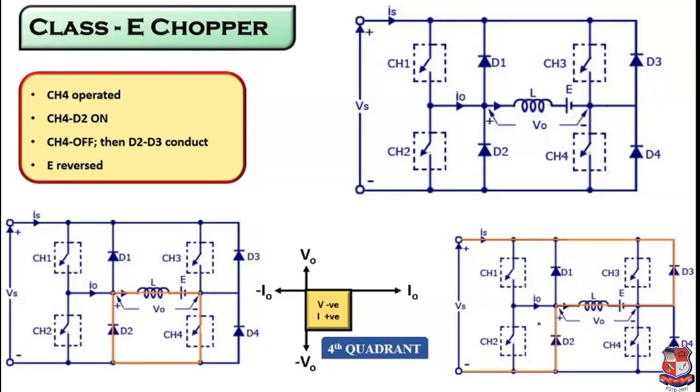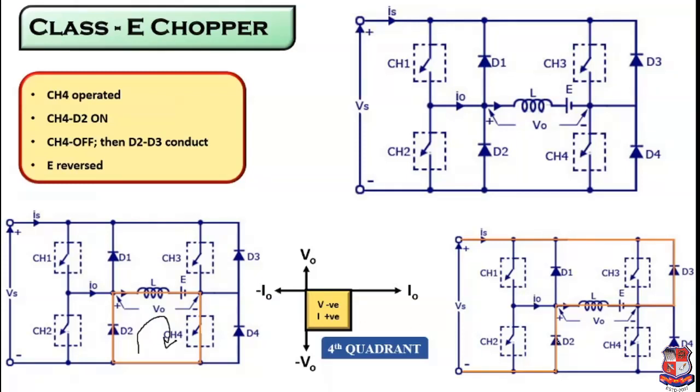And the final case, CH4 is operated and CH4 D2 is conducting. So over here you can see CH4 D2 is conducting. Okay, in this way, as a result, positive current but zero voltage. Positive current but zero voltage initially. Actually, it will be of a negative value because the output voltage over here will be very small. You can consider zero voltage.